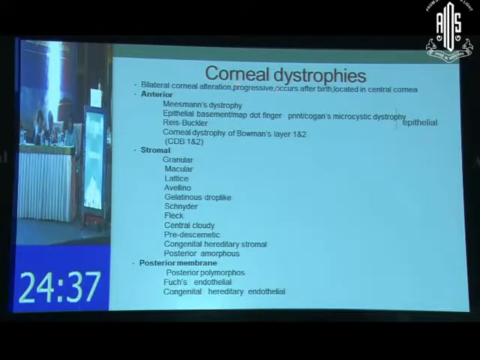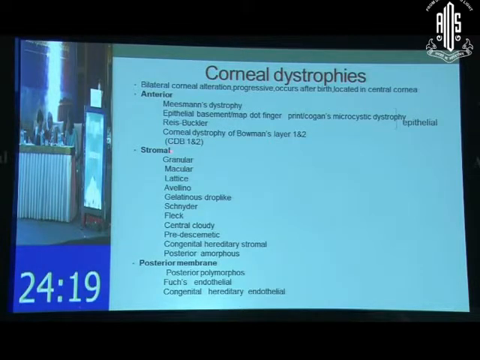In case you find the lesion to be anterior, it could be either a Meesman's dystrophy, or it could be an epithelial basement membrane, or a map-dot-fingerprint dystrophy. It could be a Reis-Bücklers, or the other name for this is also corneal dystrophy of Bowman's layer.